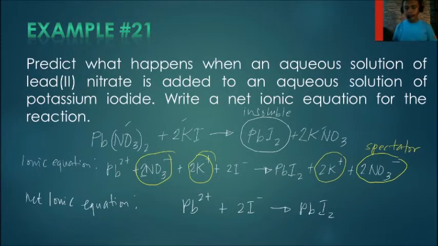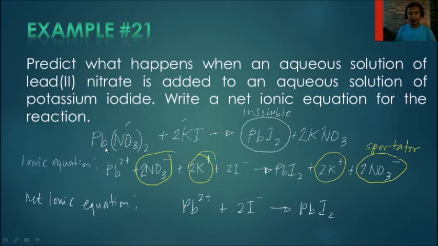Ito naman, let's do how we are going to formulate a net ionic equation. So here, we have: predict what happens when an aqueous solution of lead 2 nitrate is added to an aqueous solution of potassium iodide. Dito, meron tayong lead 2 nitrate. Ibig sabihin niyan, ang magiging chemical formula niyan is this. This is the chemical formula of lead 2 nitrate.